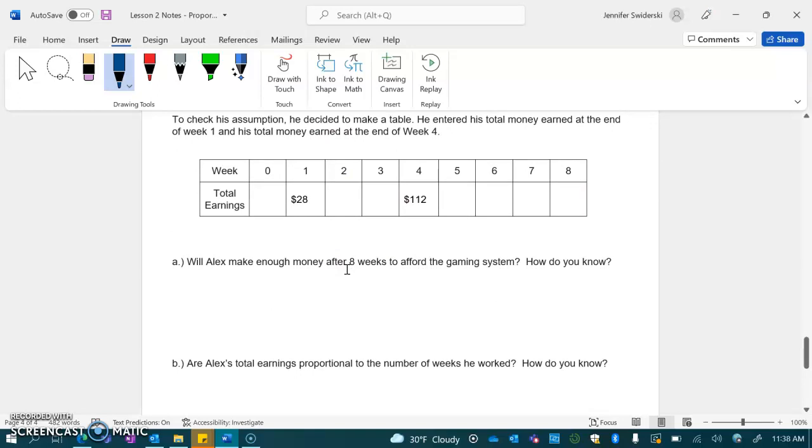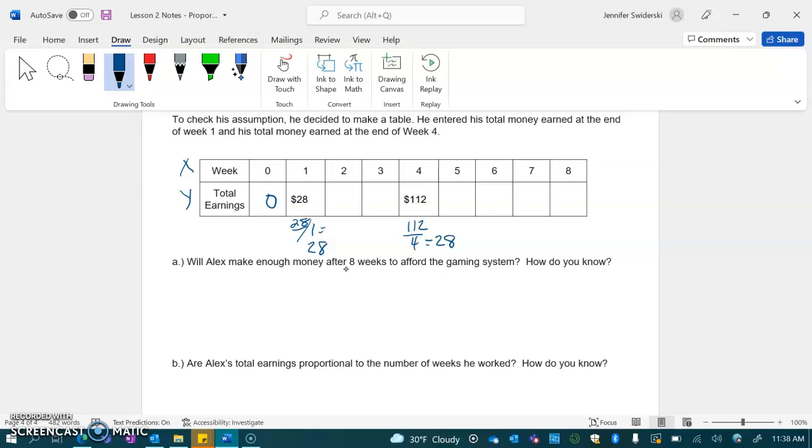How do you know? Well, we always say earnings per week, right? So this is my y, this is my x. If he doesn't work, he doesn't get money. Here, 28 divided by 1 equals 28. So I'm thinking he's making $28 per week. Here, I've got 112 divided by 4. If I type that in the calculator, I get 28. So my assumption is right.